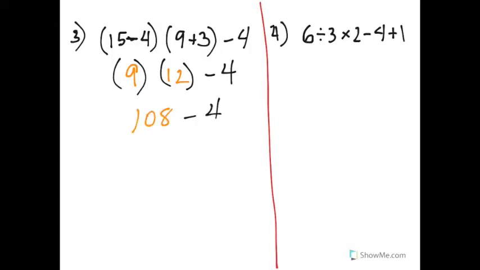So we're left with 108 minus 4. 108 minus 4 is 104. All right, so number 4 is 6 divided by 3 times 2 minus 4 plus 1.